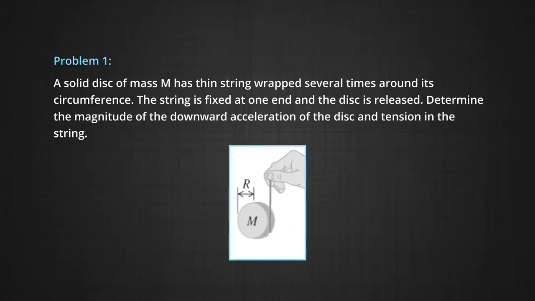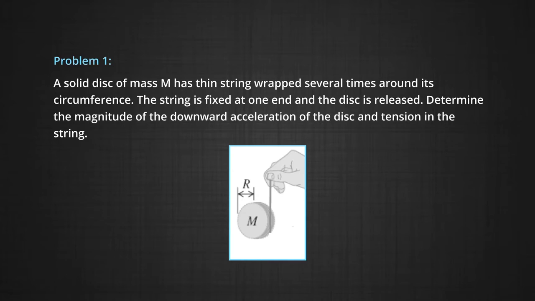Let's do a problem based on the concepts we have just learnt. A solid disk of mass m has a thin string wrapped several times around its circumference. The string is fixed at one end and the disk is released. Determine the magnitude of the downward acceleration of the disk and the tension in the string as shown in the figure.